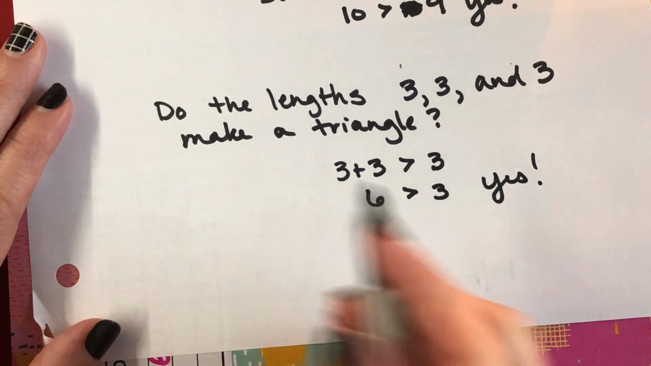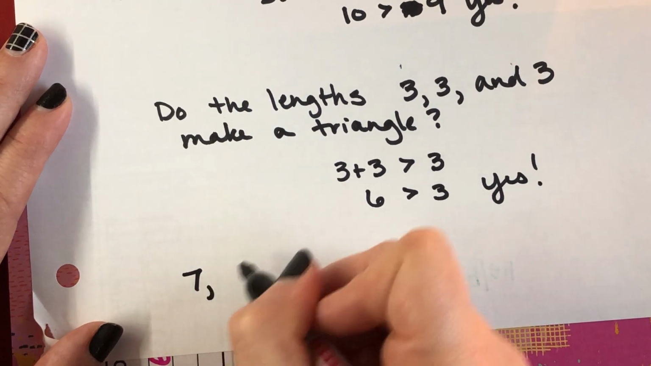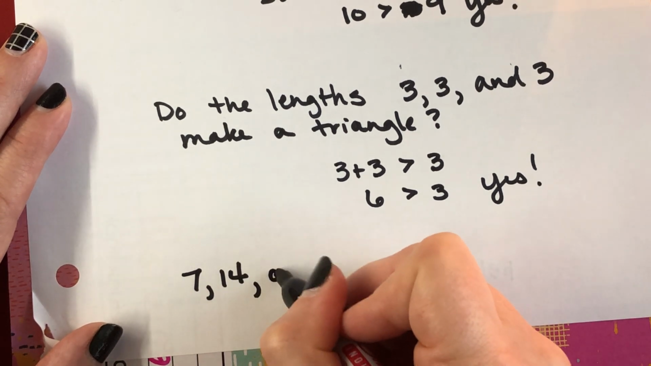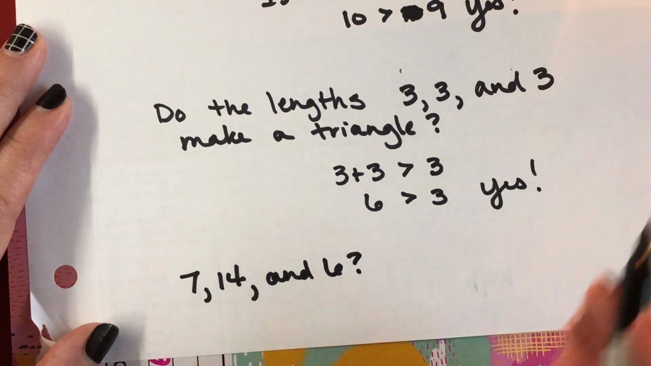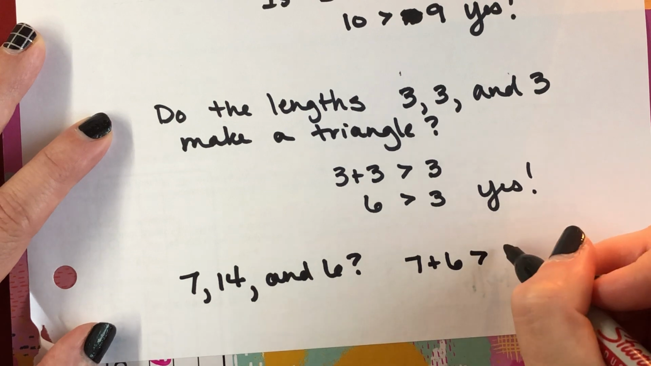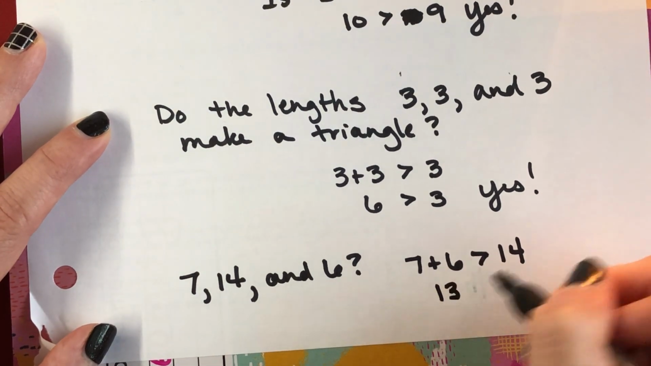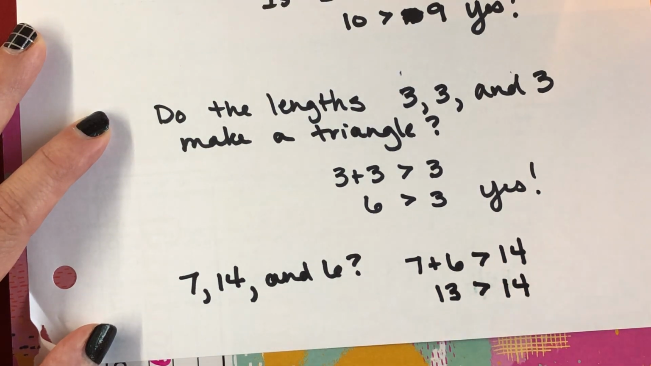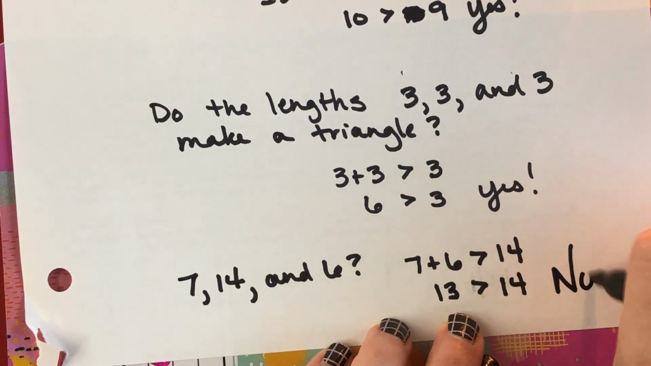Okay, so what about 7, 14, and 6? So you want to find the two smaller numbers, add them together, and check and see if it's greater than the third number. So 13 greater than 14? That is a false statement. The alligator is not eating the larger number. So this is no, not a triangle.